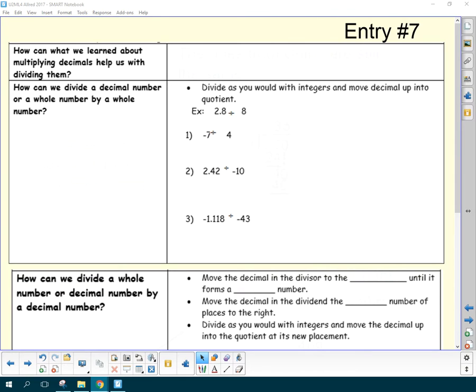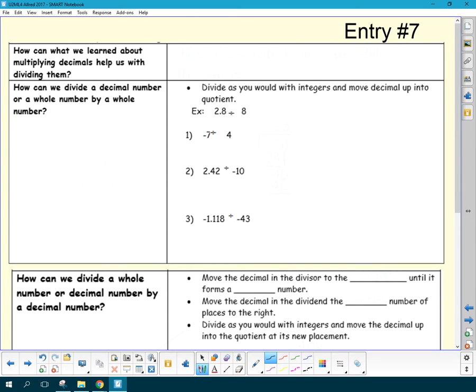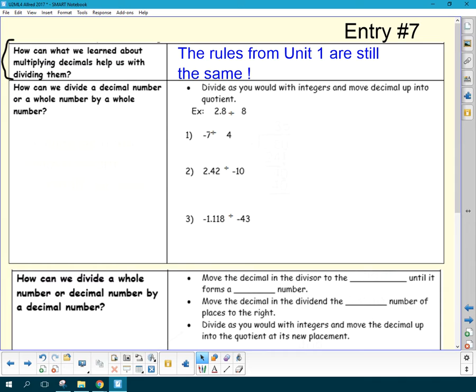And then I want you to tell Edpuzzle what we talked about with multiplying decimals. How can what we learned about multiplying decimals help us with dividing them? Tell Edpuzzle what you think about that question. The great news for us is that the rules from Unit 1 are still the same with multiplying decimals. Those positive and negative rules, they're still the same when we divide decimals here in mini lesson number 4.